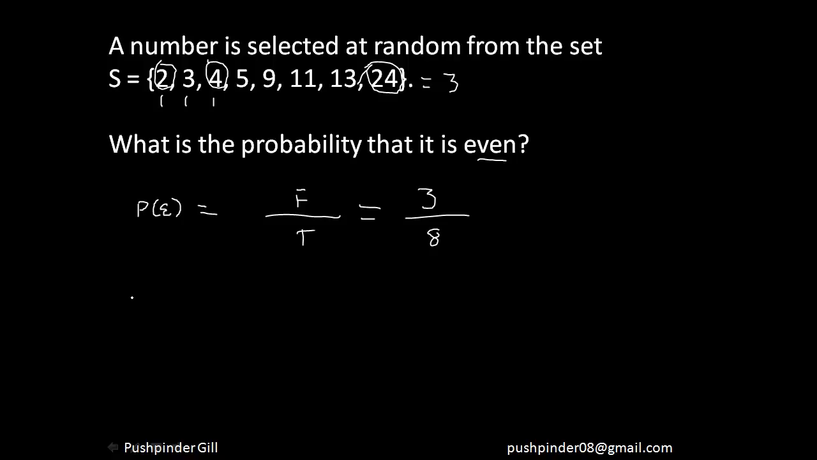Similarly, if I had to select an odd number out of this set, then it would be easier. The total number of cases is 8, and if you count 1, 2, 3, 4, 5, 5 numbers are odd. That means the probability of selecting an odd number from this set is 5 by 8. So I hope everyone is understanding here, right?